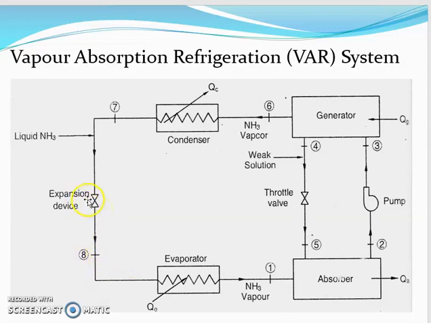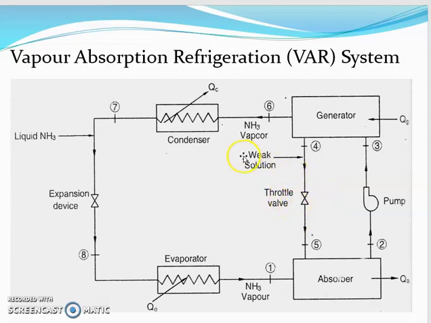After that expansion within this device, the ammonia is at quite low temperature, and the temperature may be around minus 10 degrees centigrade. Then that low pressure, low temperature ammonia again passes to the evaporator and the cycle repeats. The hot weak ammonia solution left at the bottom of the generator is throttled to low pressure level, to the absorber, with the help of this throttle valve.